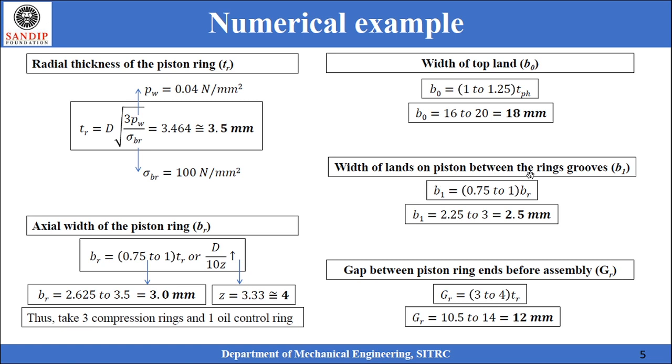Width of lands on piston between the ring grooves, that is B1, is given by the formula. Again, we can have B1 ranging between 2.25 to 3 mm, and we choose the value of B1 as 2.5 mm. The gap between piston ring ends before assembly, denoted by GR, is given by the following formula. GR can have any value between 10.5 to 14, and we choose the value of GR to be 12 mm.